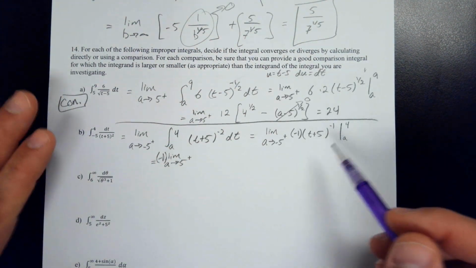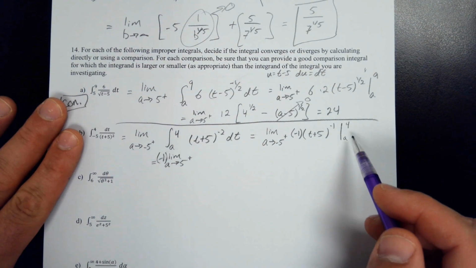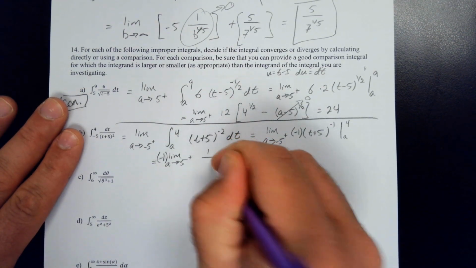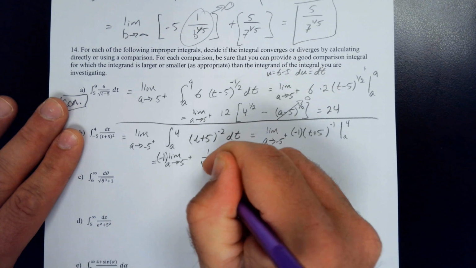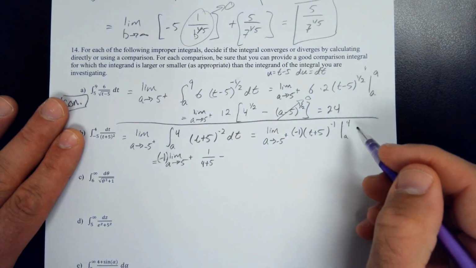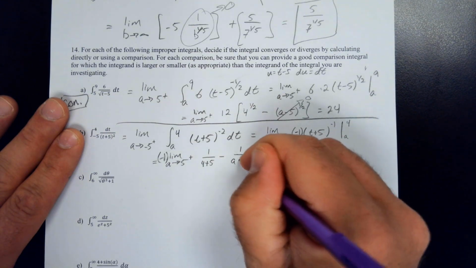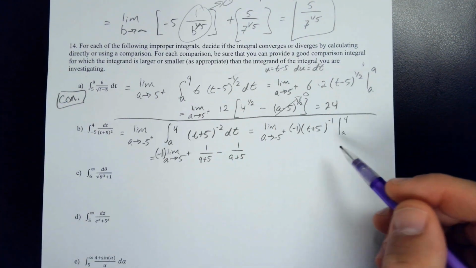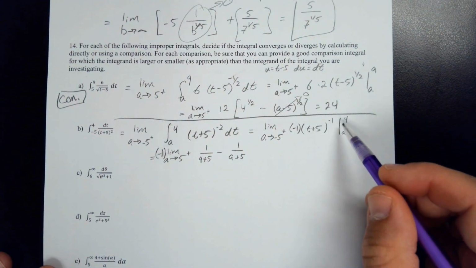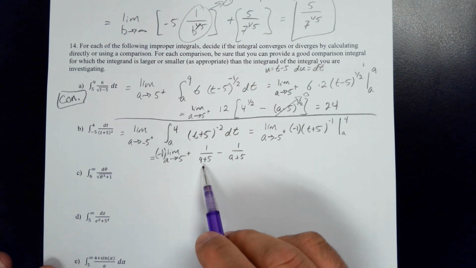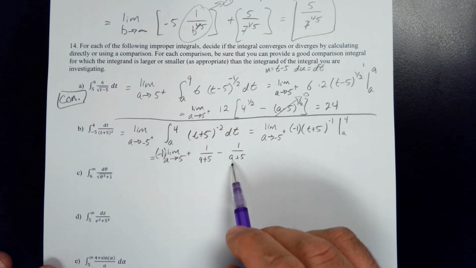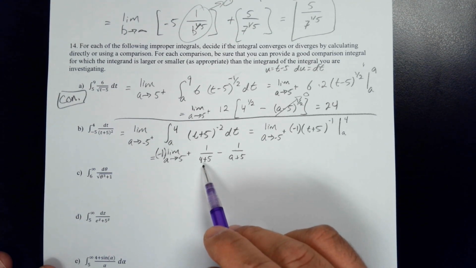And then let's see what I have. If I plug in a 4, I get 1 over 4 plus 5, minus, if I plug in an a, I get 1 over a plus 5. t plus 5 to the negative 1 is the same as 1 over t plus 5. There's me plugging in t equals 4, and there's me plugging in t equals a. Now this is just 1/9, so that's a constant.